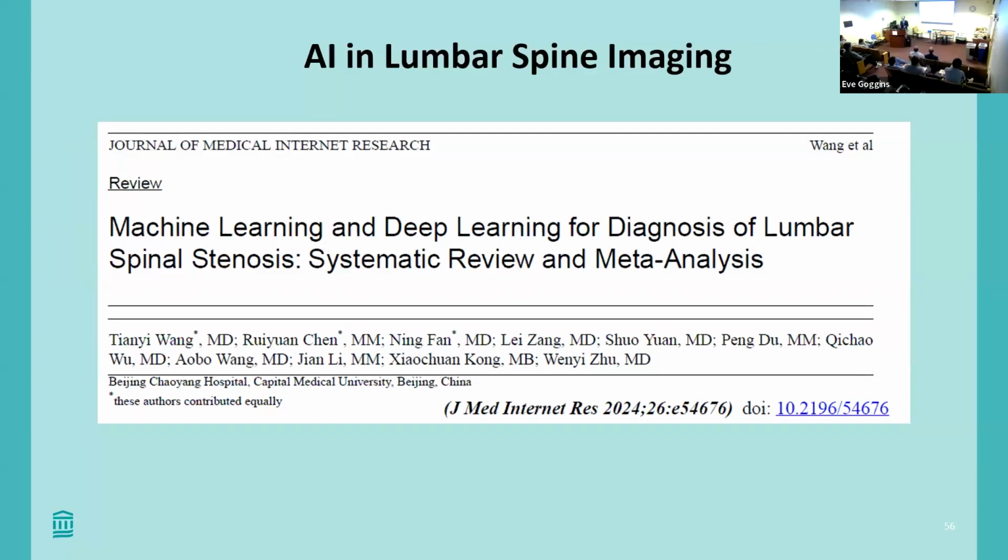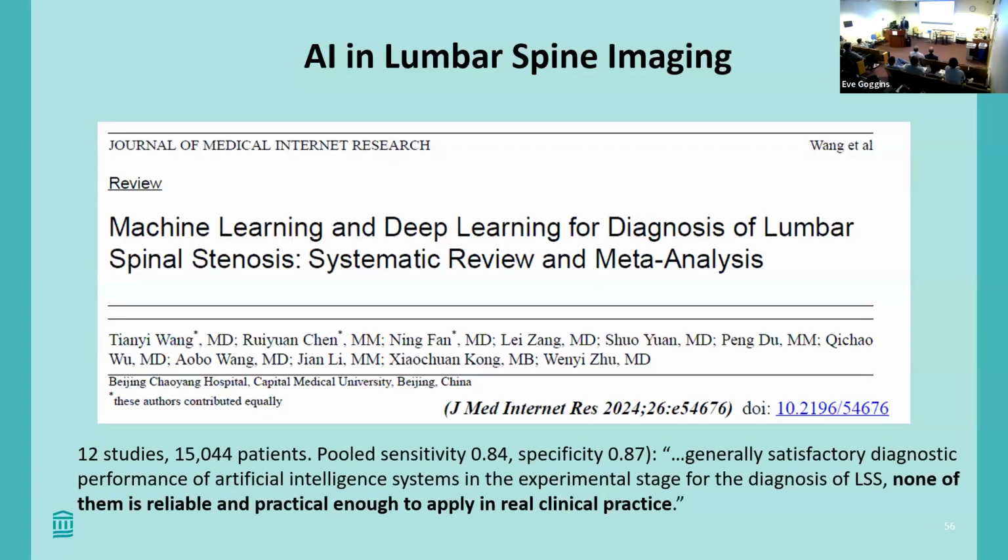I just want to highlight one paper here, which is recently published, a meta-analysis of how accurate these custom models are for classifying lumbar spinal stenosis. And it turns out that they're good, but they're not yet good enough. The sensitivity and specificity were 0.84 and 0.87, and it was the conclusion of the authors that none of them are reliable and practical enough to apply in real clinical practice.